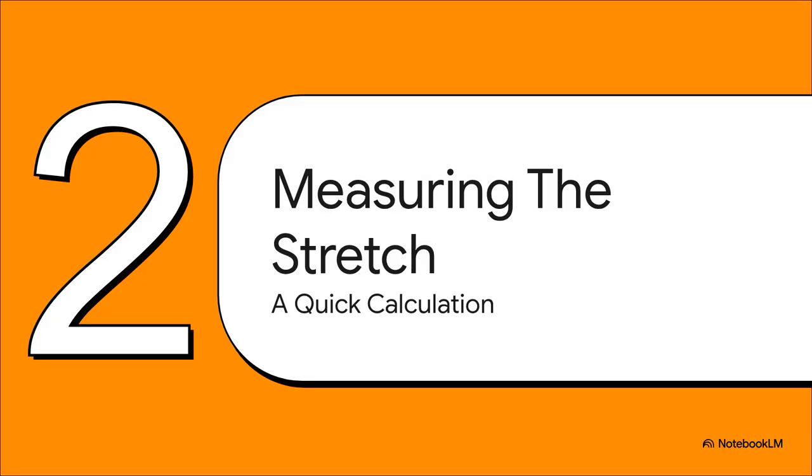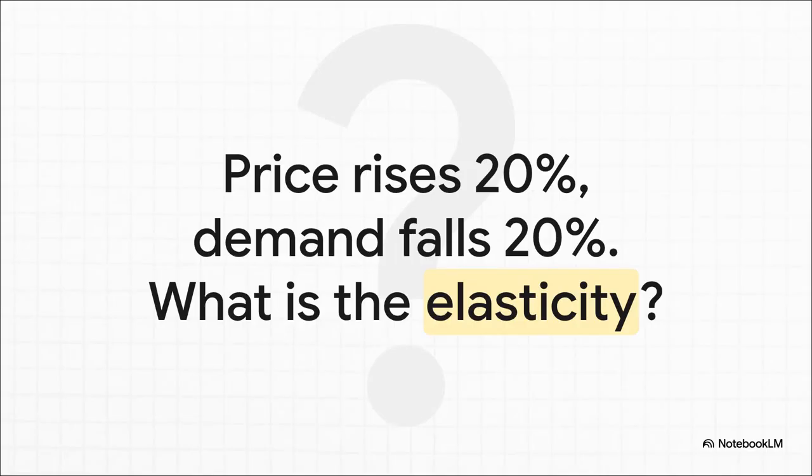It's pretty neat. Okay, theory is one thing, but let's actually put this thing to the test. Let's run the numbers on a really simple scenario and see how this formula actually works, how it gives us a clear answer. So, here's our situation. Let's say the price of something goes up from 10 rupees to 12. That's a 20% increase, right? And in response, demand falls from 100 units down to 80, which is also a 20% decrease.